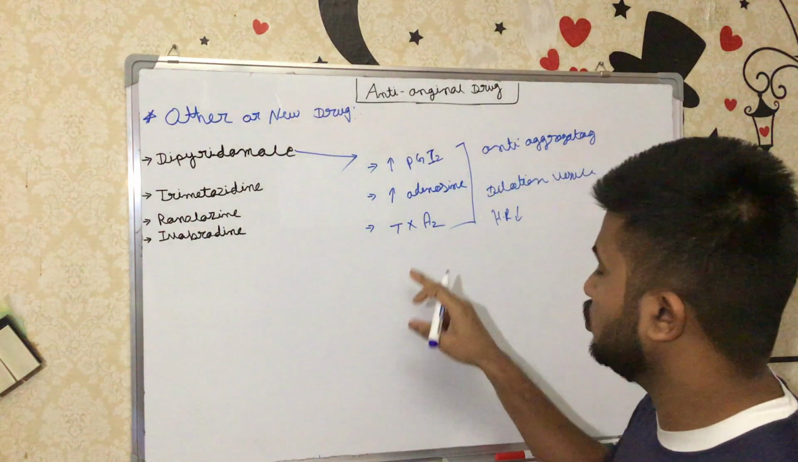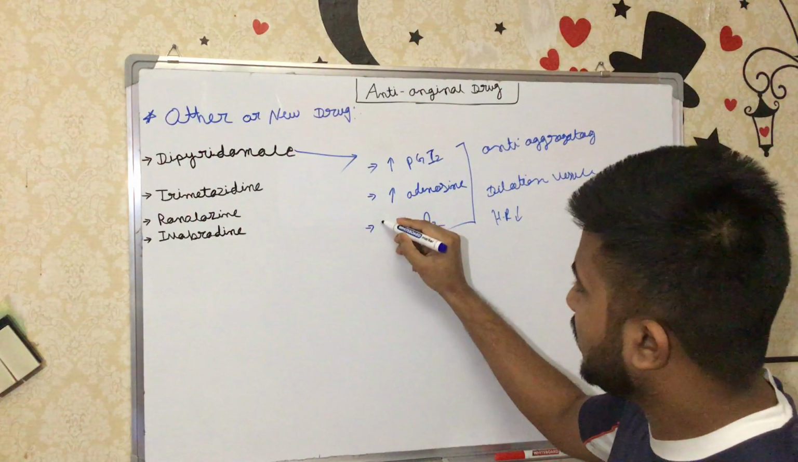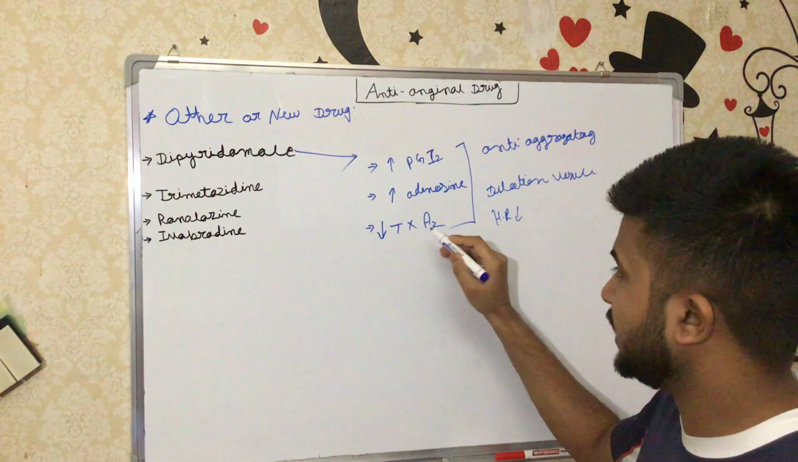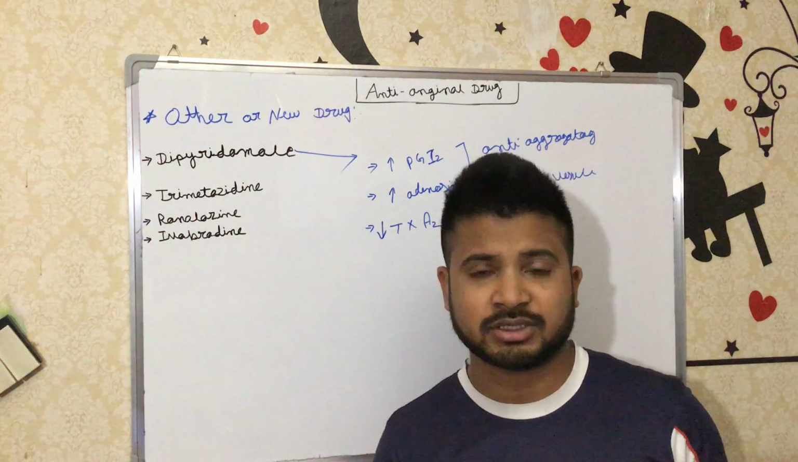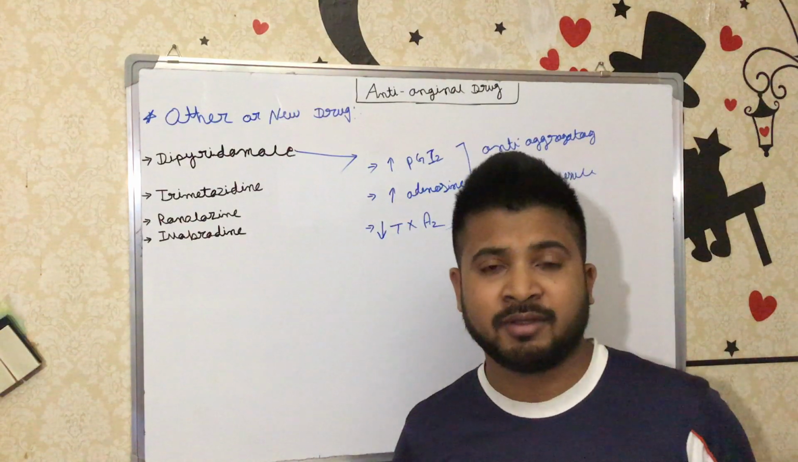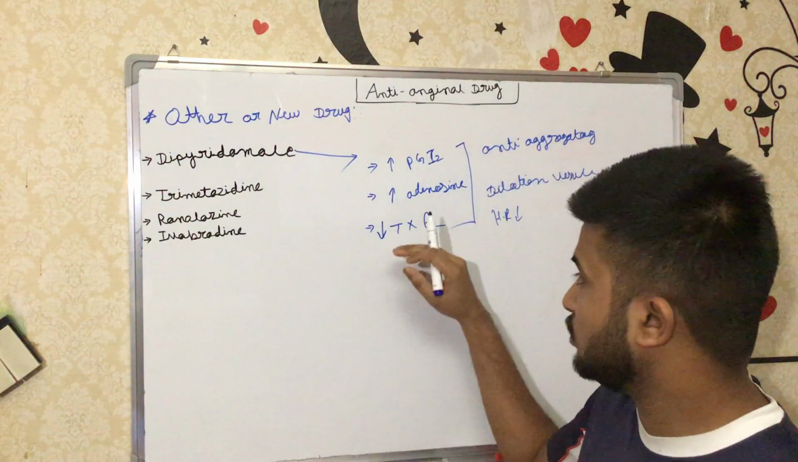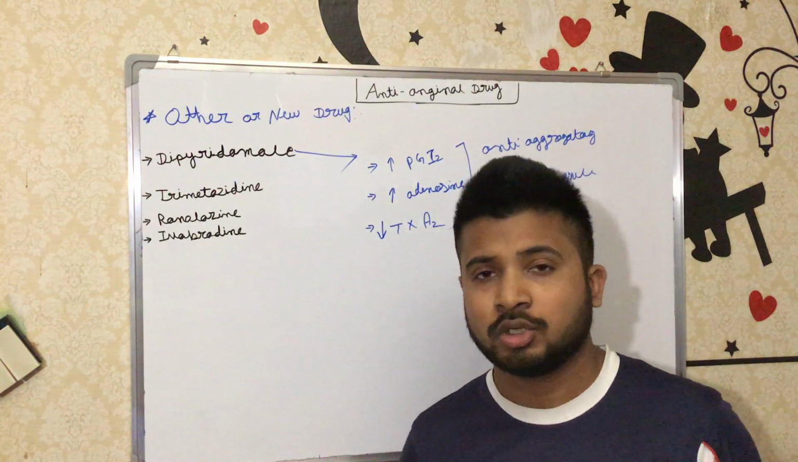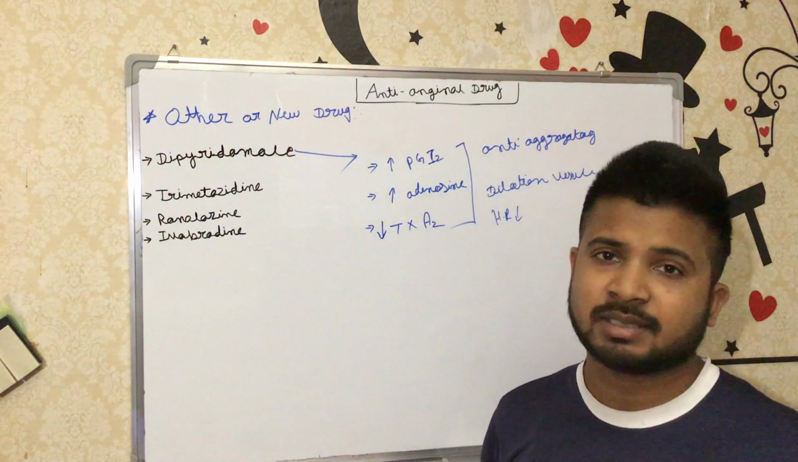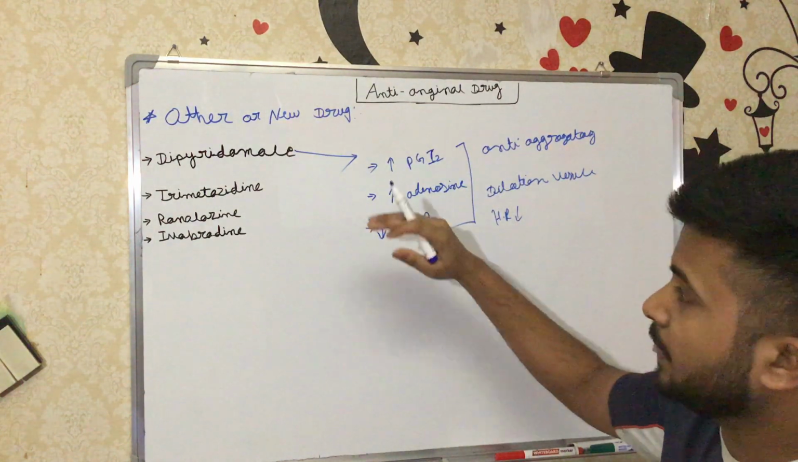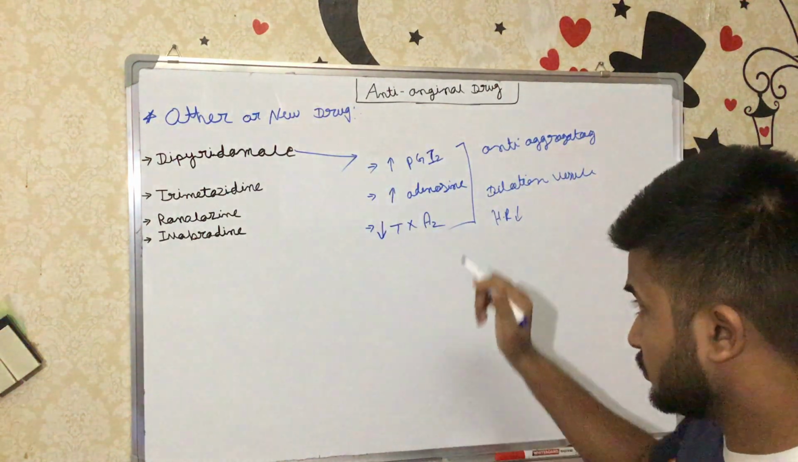And then thromboxane A2. Due to the decrease of thromboxane A2, the main function of thromboxane A2 is aggregation, and new platelets will come and aggregate in the inflammatory area. But this drug inhibits thromboxane A2, so obviously it leads to decreased platelet aggregation, or we can say disaggregation. So dipyridamole has these three mechanisms.